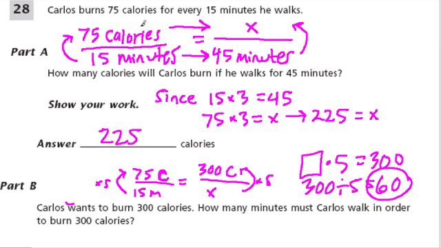And again, when you set this proportion up, I could have reversed it. I could have written 15 minutes over 75 calories and done the same thing here. Just set your proportion up. Choose one. They'll give you two types of units. Put one in the numerator, the other in the denominator, and set up every fraction in the same way, and you can easily compare them.